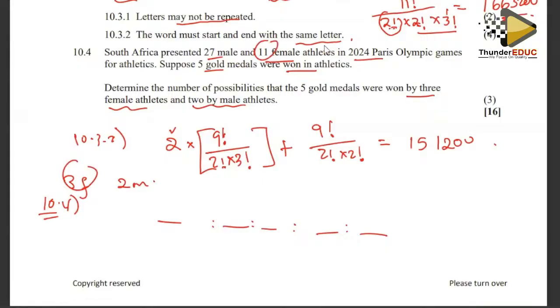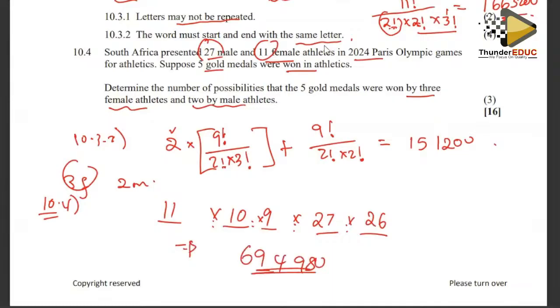Out of the 11, first position is gone. Second position, third position. With the males, we have 27. Can choose from 27 and then 26, meaning that our final result should be 694,980. So these are the ways in which the medals would be won.